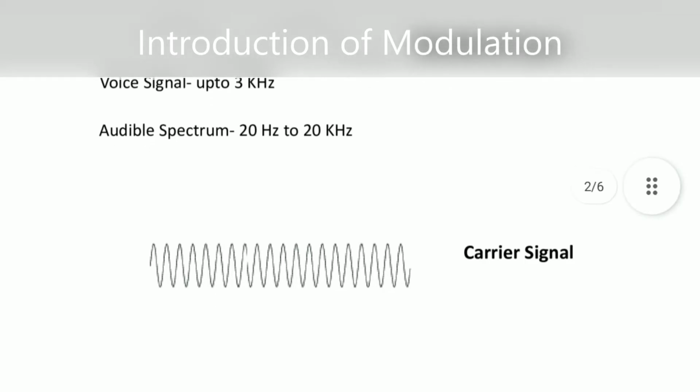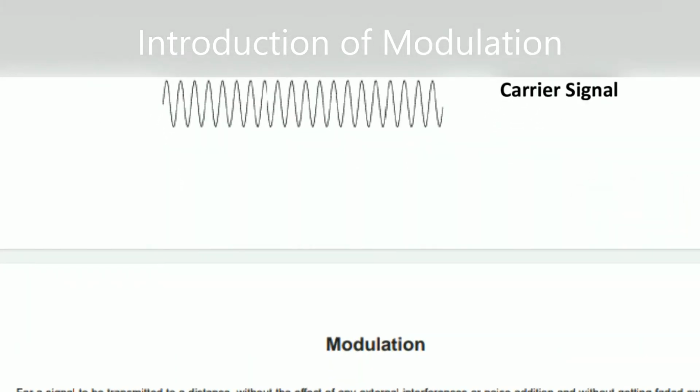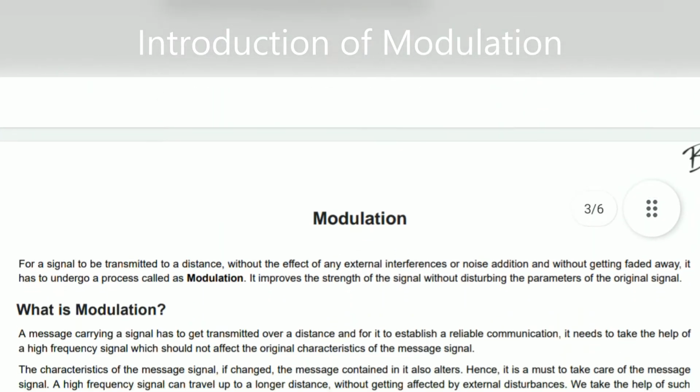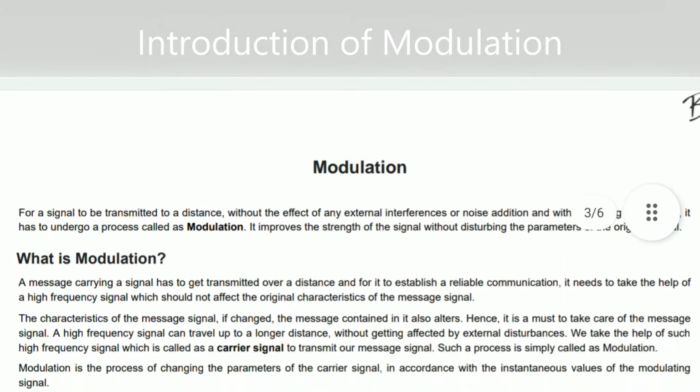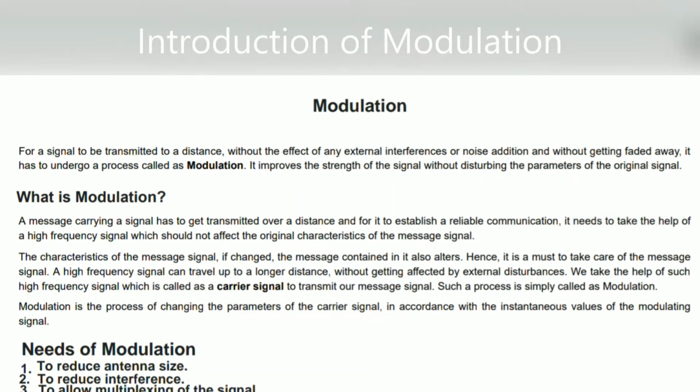We know that any signal has three basic properties: amplitude, frequency and phase. Modulation is the process where one of these properties of the carrier signal, like amplitude, frequency or phase, is changed according to the baseband signal, and based on which property is changed, there are different types of modulation.